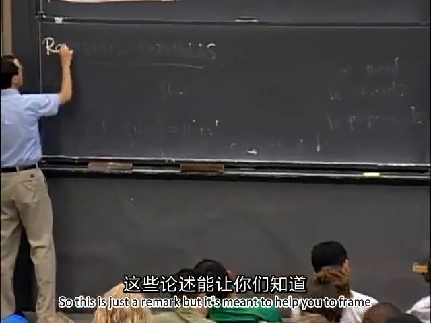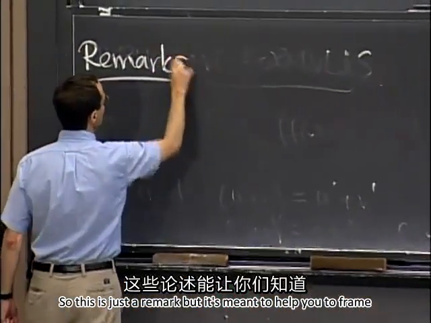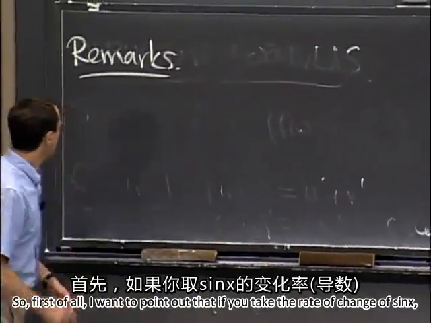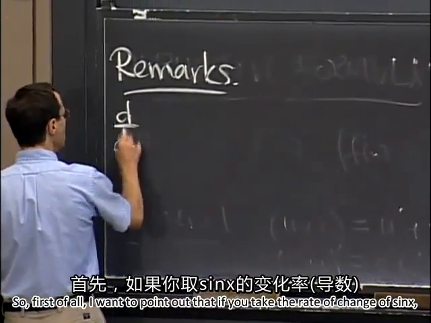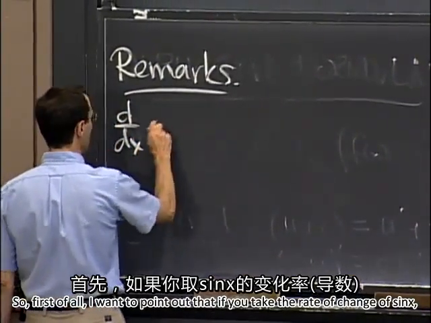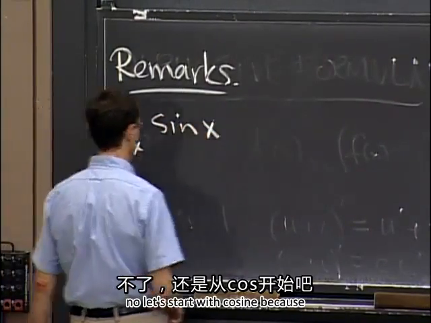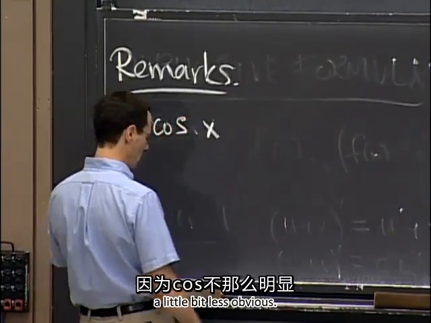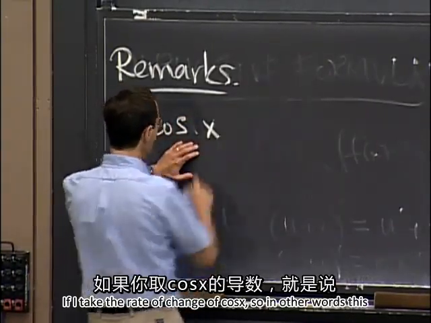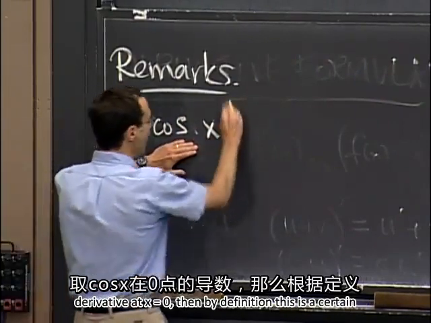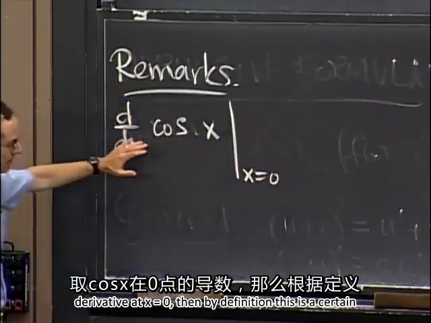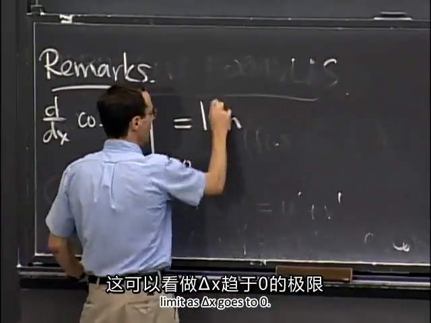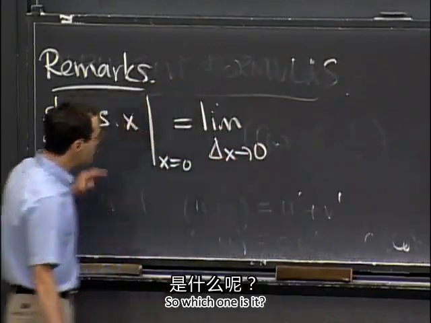So this is just a remark, but it's meant to help you to frame how these proofs worked. First of all, I want to point out that if you take the rate of change of sine x, now let's start with cosine, because it's actually a little bit less obvious. If I take the rate of change of cosine x, in other words, this derivative at x equals 0, then by definition, this is a certain limit as delta x goes to 0. So which one is it?